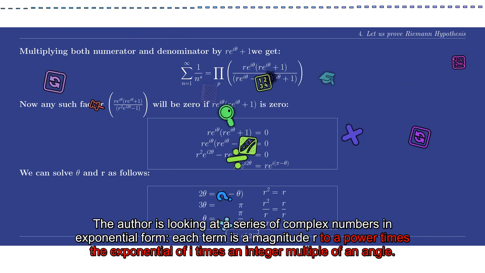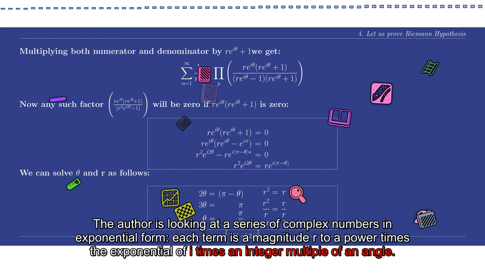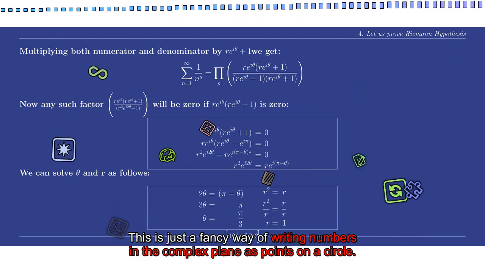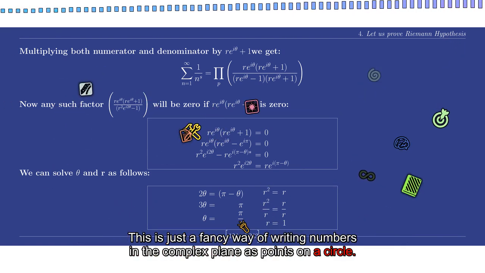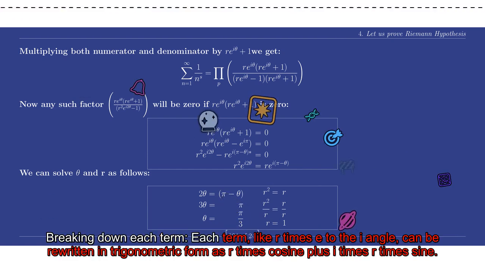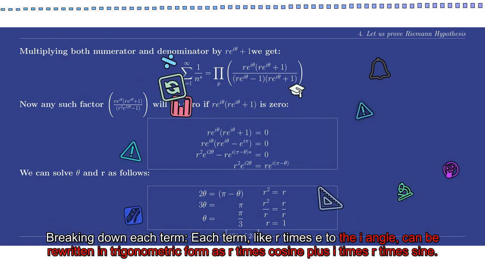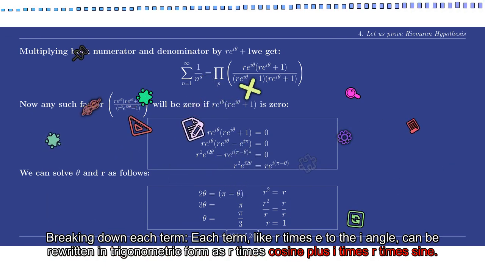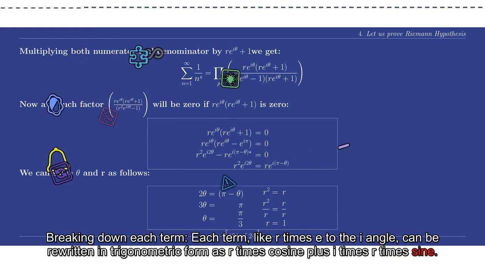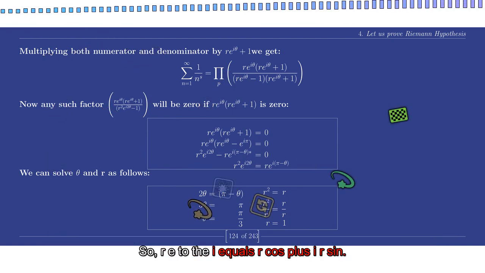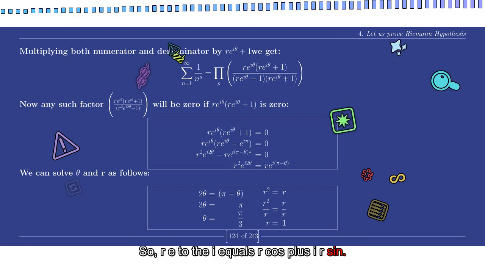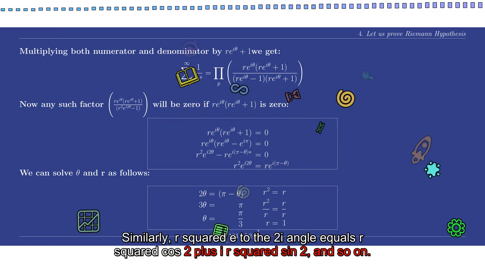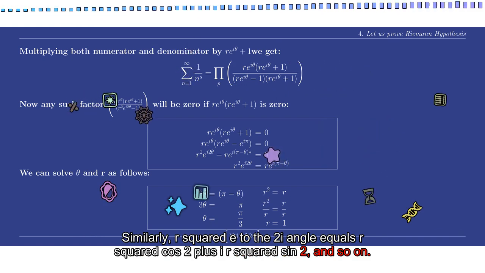The author is looking at a series of complex numbers in exponential form. Each term is a magnitude r to a power times the exponential of i times an integer multiple of an angle. This is just a fancy way of writing numbers in the complex plane as points on a circle. Breaking down each term, r times e to the i angle can be rewritten in trigonometric form as r times cosine plus i times r times sine. So r e to the i equals r cos plus i r sin.